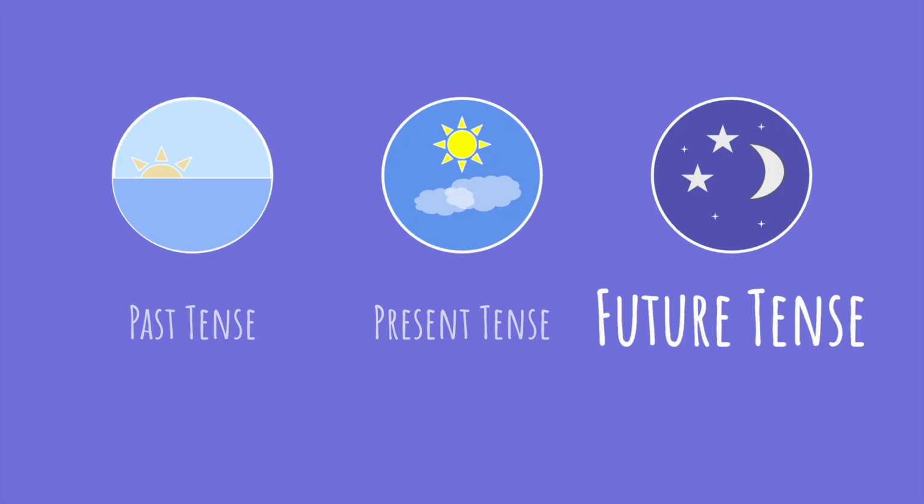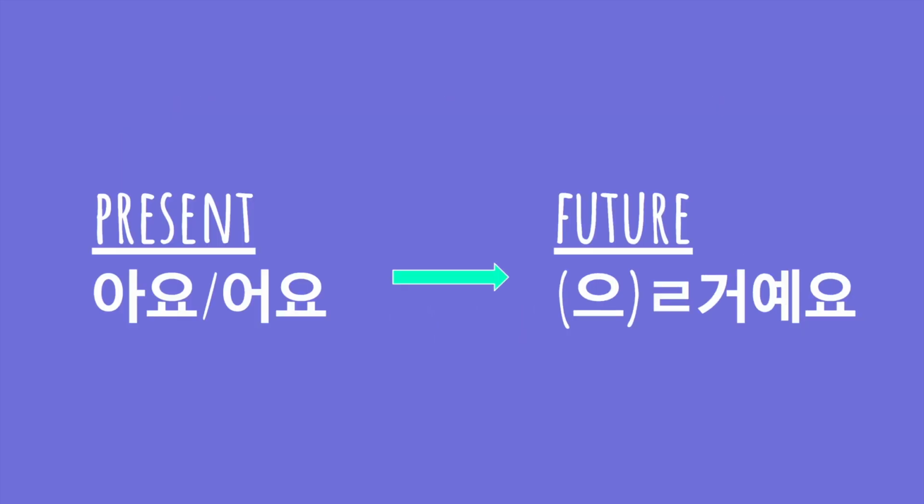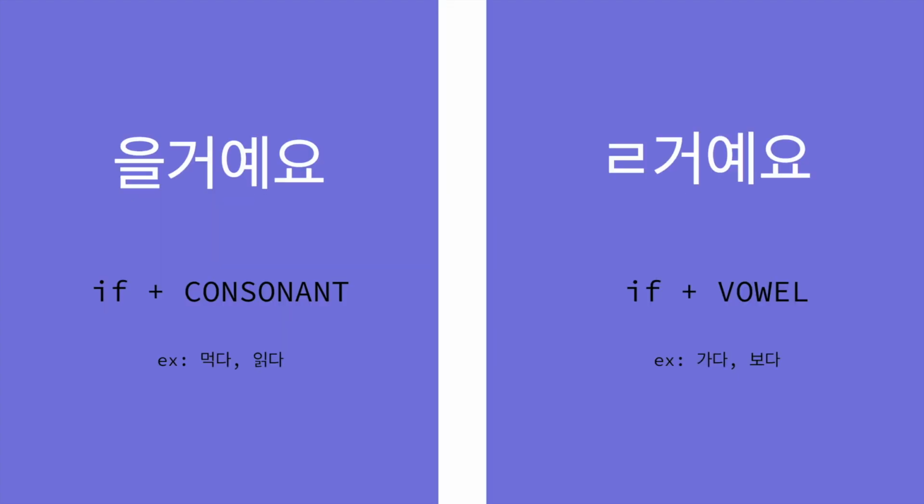Now let's look at future tense. Future tense is slightly different than present tense. For future tense, instead of looking at which vowel the verb stem has, you see if it ends in a vowel or if it ends in what's called 받침, which means final consonant. If the verb stem ends in a final consonant, then 을 거예요 will be added. For example, 먹다 and 늙다. And if the verb stem ends in a vowel, there's no 받침, then ㄹ 거예요 is added. For example, 가다 and 보다.